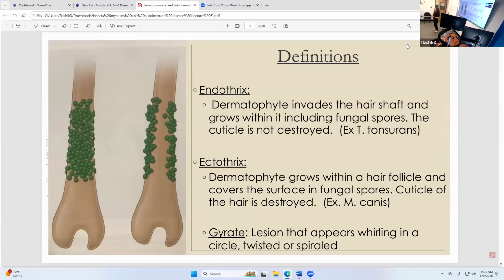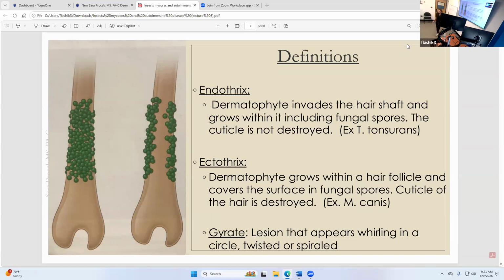So endothrix is going to be when you have a dermatophyte infection, which is a fungal infection, that's going to be infecting the inside of the hair shaft, okay? The outermost portion of the hair is going to be unaffected. Okay, this is called the cuticle, all right?